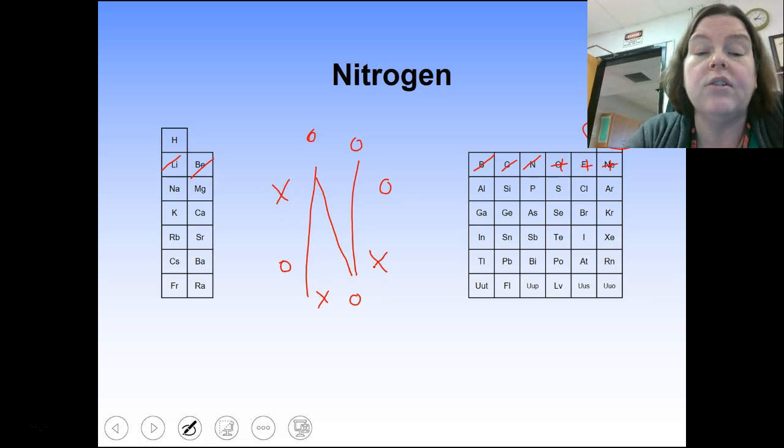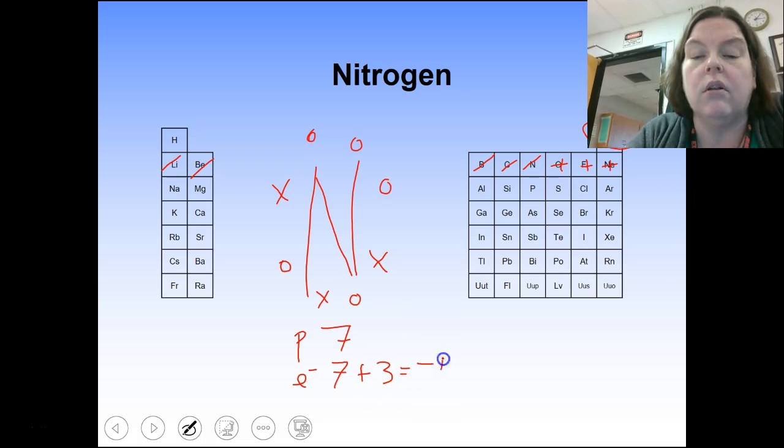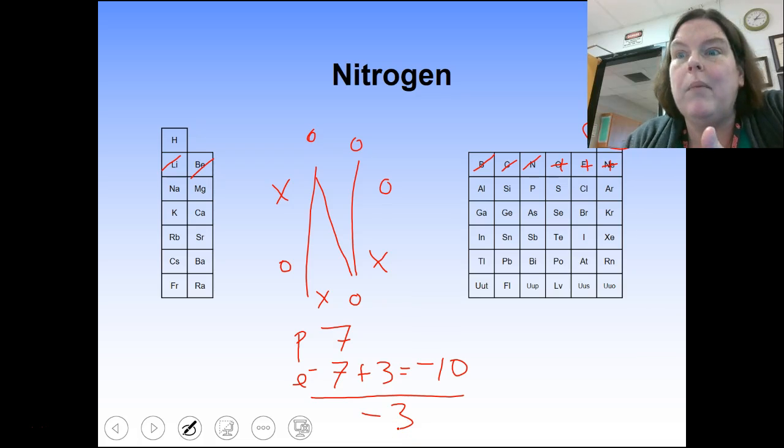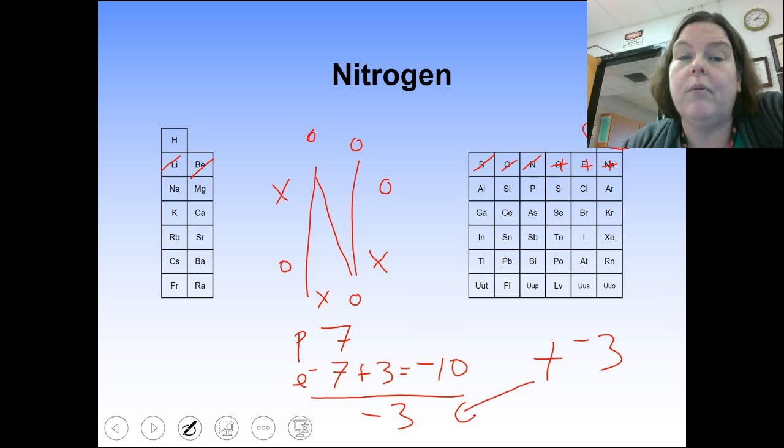And if he takes 3 electrons, remember nitrogen had 7 protons. He had 7 electrons, but he added 3. So now he has a total of 10 electrons at a negative charge. So that means he's got a total charge of a negative 3. Well, that makes sense. I'm adding a negative particle. I'm adding 3 of the negative. So I get a negative 3 when I do that.